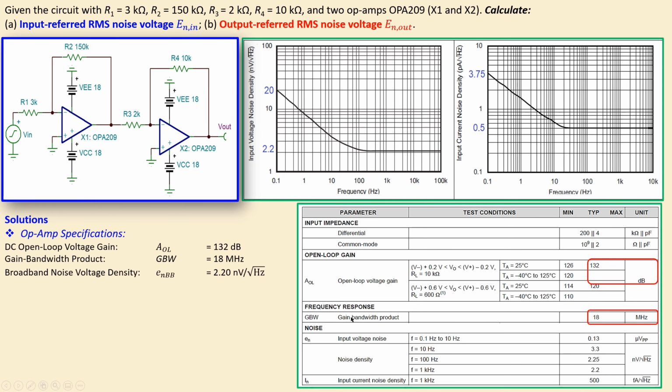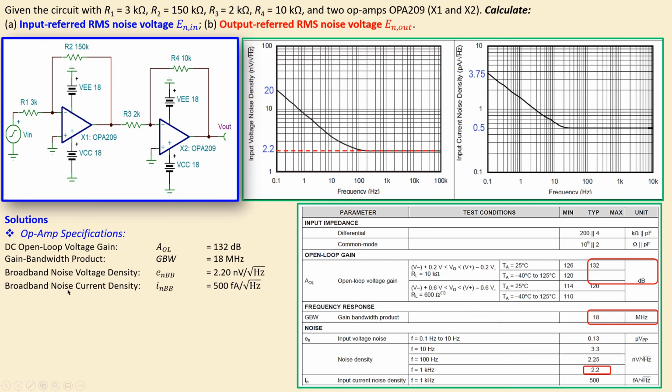And we have also the noise specifications, the broadband noise voltage spectral density given by this symbol. It's 2.20 nanovolts per root hertz. That is shown here with its own specific unit. It's the noise density. But you can also see in the plot on the left side that this part is frequency independent. We have also the part which is frequency dependent that will be discussed shortly.